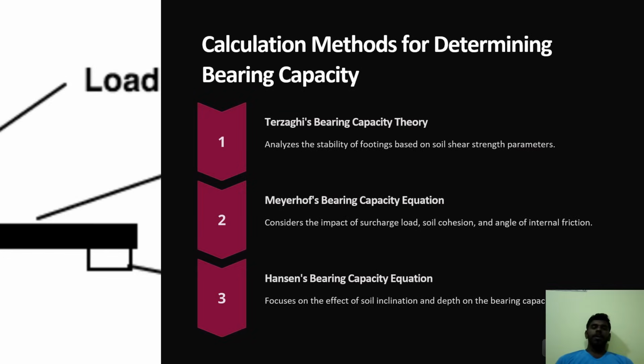Calculation methods for determining bearing capacity. Terzaghi's bearing capacity theory analyzes the stability of footing based on soil shear strength parameters. Meyerhof's bearing capacity equation considers the impact of surcharge load, soil cohesion, and angle of internal friction. Hansen's bearing capacity equation focuses on the effect of soil inclination and depth of the footing.